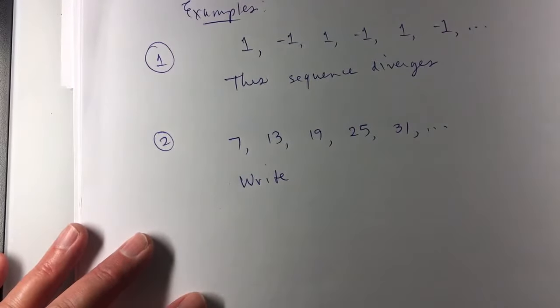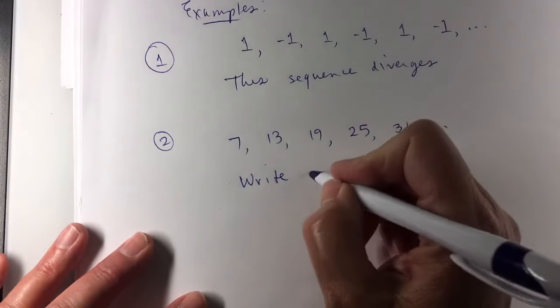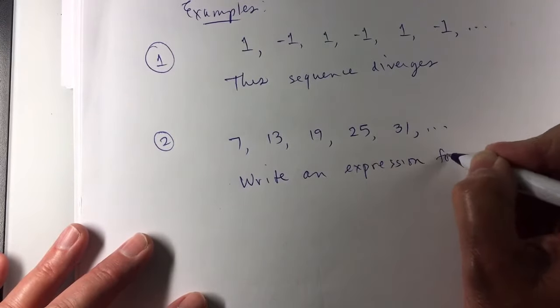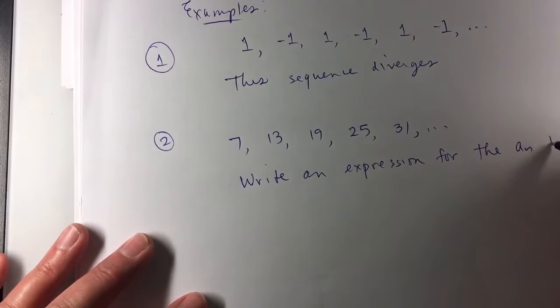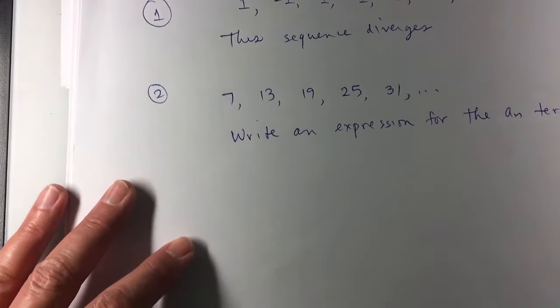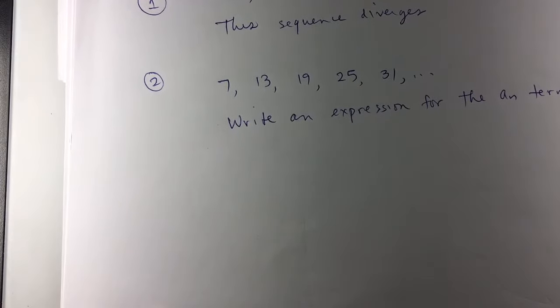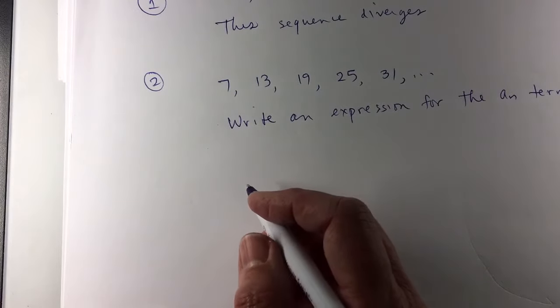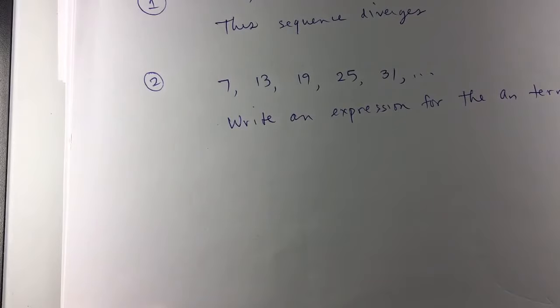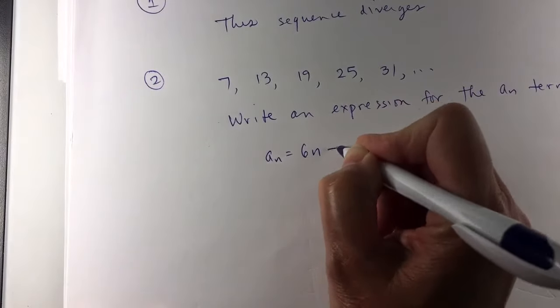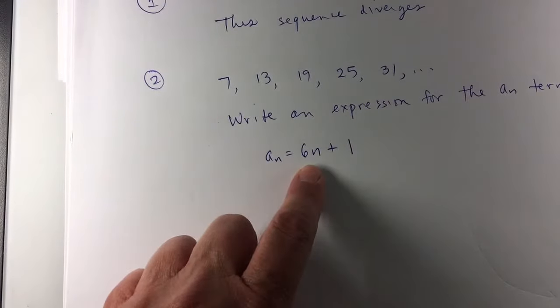You can start it with 1 or 0 for n, the term number. So write an expression for the a sub n term. I've kind of talked about that the last few days, so what you got? 6n plus 1. Okay. And I'm thinking, now what are you starting in with?